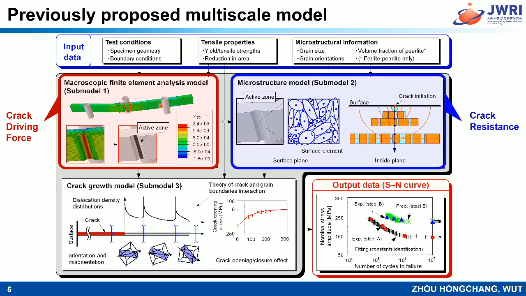Based on the information from submodel 1 and submodel 2, we go to submodel 3, which uses the crack and grain boundary interaction theory. Based on this theory, we can calculate the crack growth rate, and finally we can calculate fatigue life. The output data of this model is the SN curve. We can find good agreement between the simulation result and the experimental ones.